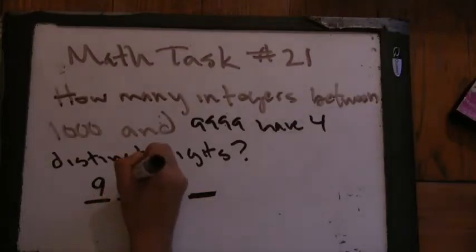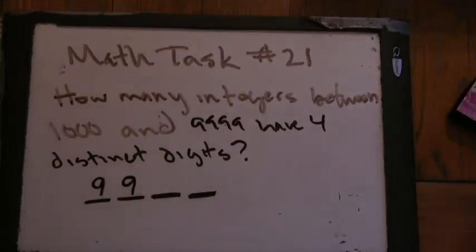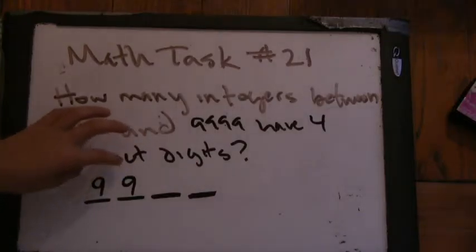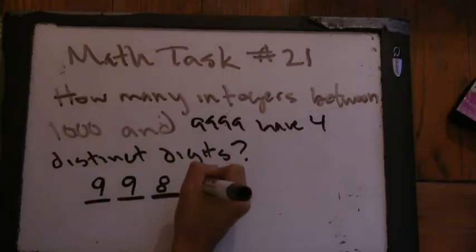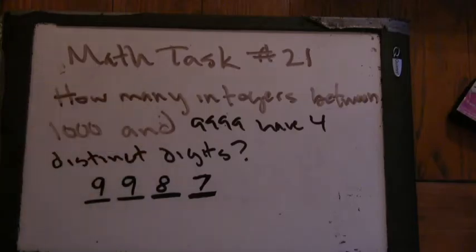So we have 9, and then you can't use the one you used in either of these. That would be 8, and then you can't use the one in either of those. So it would be 9 times 9 times 8 times 7.